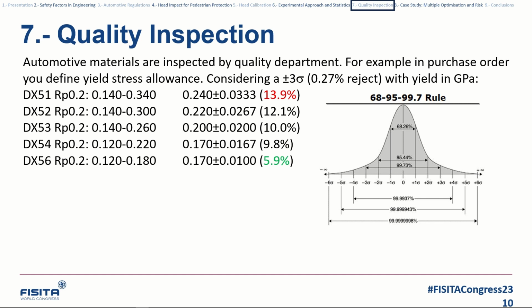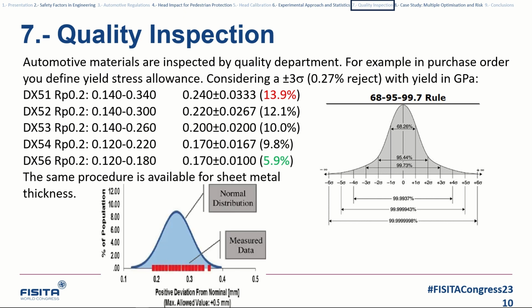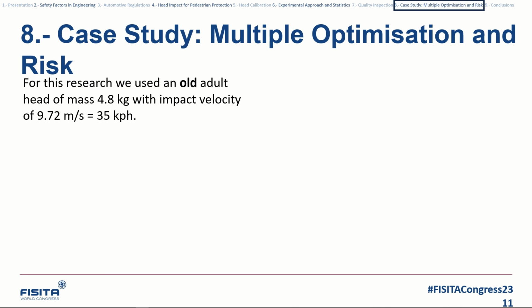Obviously, most of the people in the company don't care if the yield stress is 0.34 gigapascal, because they are only checking whether the part breaks or not. But for the people in crash, we insist this deviation is crucial to understand because it could be too hard for us. We can do the same for sheet metal thickness, where we can check our population, the normal distributions, and it's easy to check whether our sheet metal meets our requirements or not.